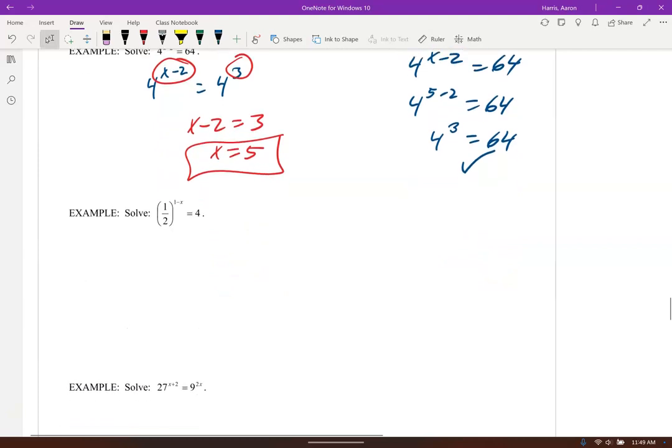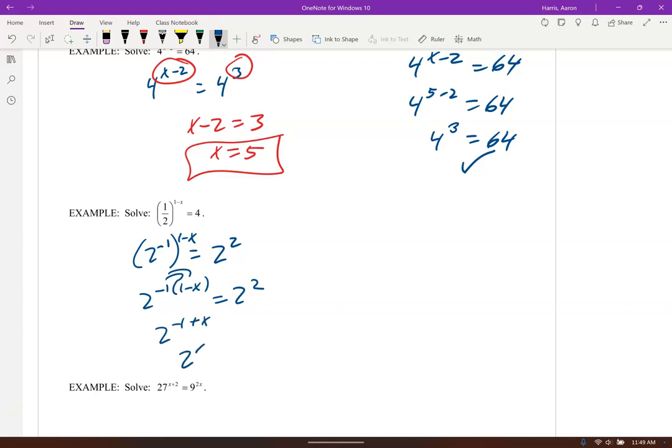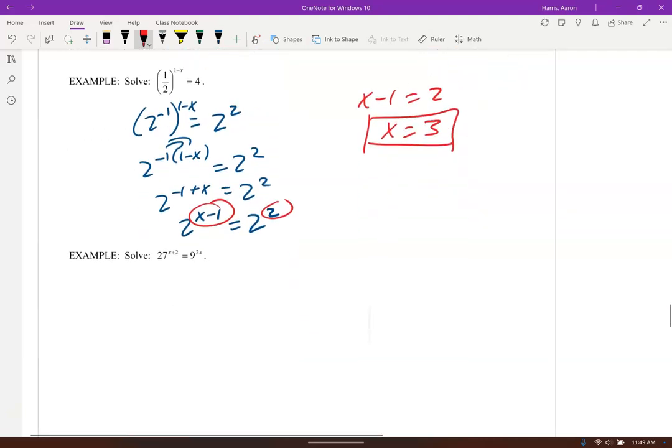Let's do this next one, 1/2 to the 1 minus x. Well, I don't really like 1/2 because I'm thinking to myself, I can write 4 as 2 squared. So what about 1/2? Well, 1/2 is 2 to the negative 1. That's 1 over 2. So 2 to the negative 1 is being multiplied by that 1 minus x. So I got 2 to the negative 1 plus x, or 2 to the x minus 1. And now I'm like, oh, they got the same base. There we go. x minus 1's got to equal 2. Add 1 to both sides. x has got to be 3. And you can plug that back into the original, make sure it works.